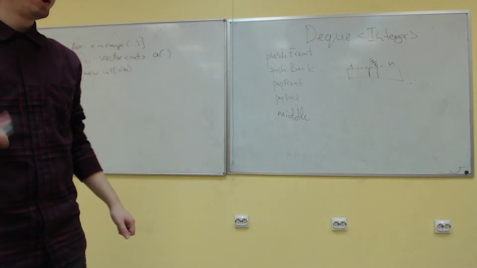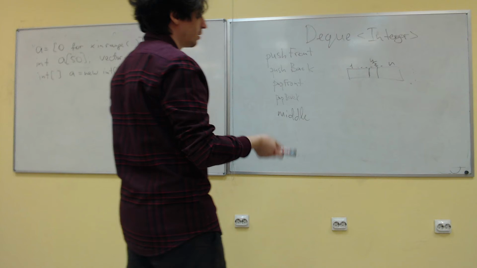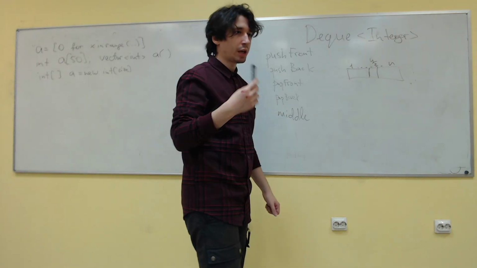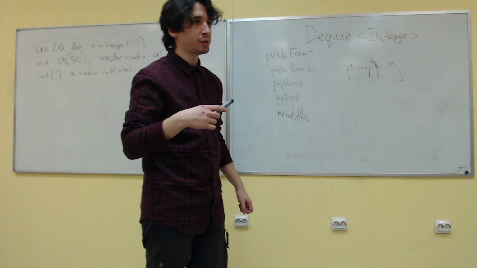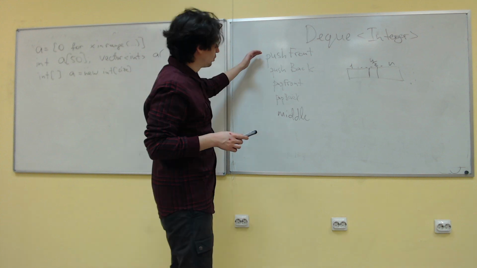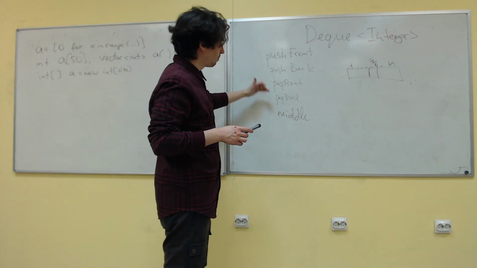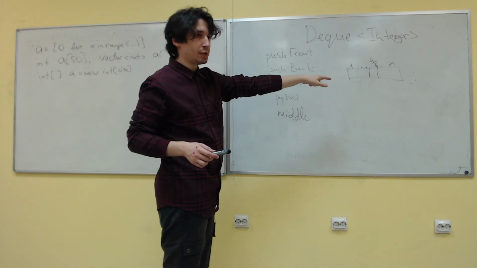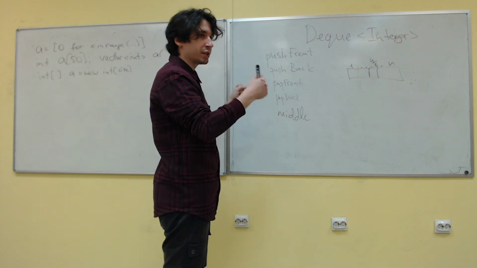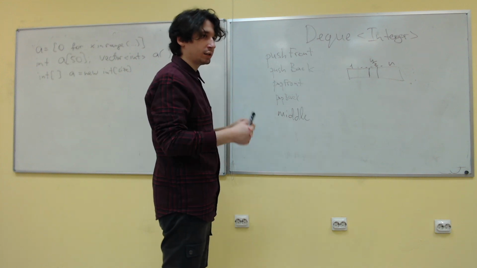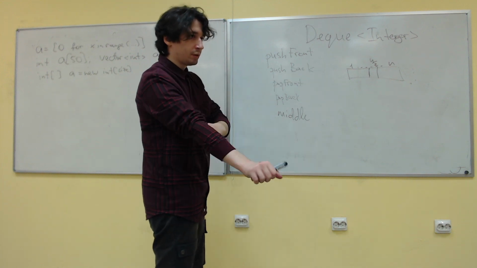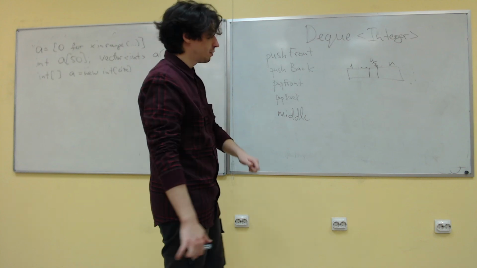So how would you implement this algorithm? How to solve this problem? You have to push front, push back, pop front, pop back, and take the middle element of the current state of the Deque. Any ideas are welcome.